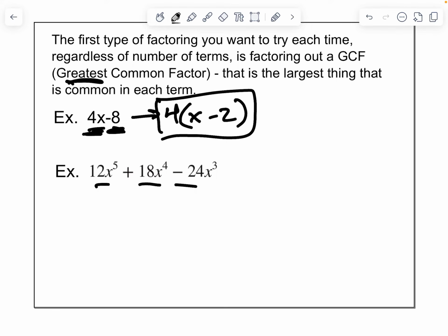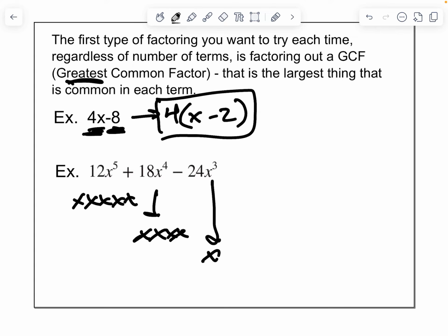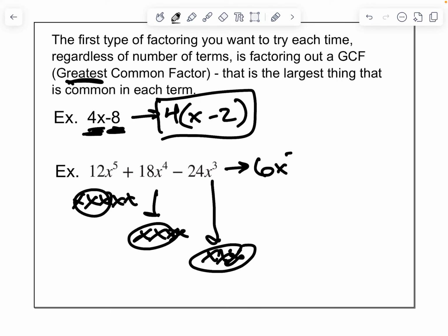They also all have x's in common, right? The way you look at these exponents, since this one's x to the fifth, that's the same thing as 5 x's. 1, 2, 3, 4, 5. This one has 4 x's. 1, 2, 3, 4. This one has 3. 1, 2, 3. What's the most amount of x's you can take out without overdrafting? You could take out 3, right? I can take 3 out of here, I can take 3 out of here, I can take 3 out of here. That's the most I can take out of all of them. So my greatest common factor here is 6x to the third.